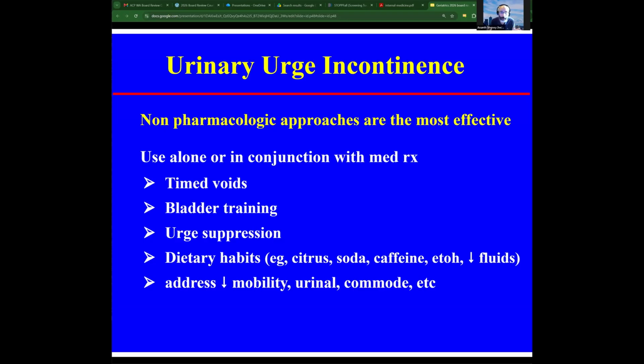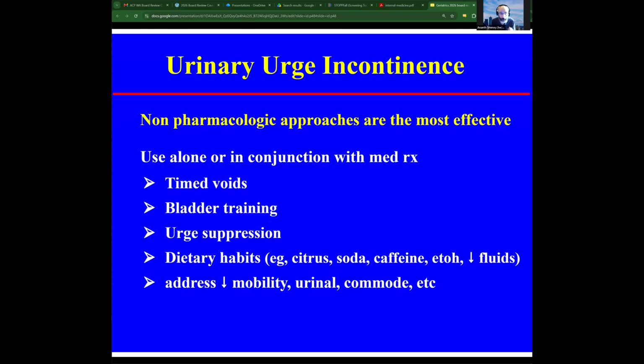Again, whenever we can do something without medications and it's effective, we obviously should do that. And as we'll talk about in a moment, the medications do have drawbacks. Now, timed voids, the idea here is literally they plan every 2 or 4 hours they are going to go to the bathroom.